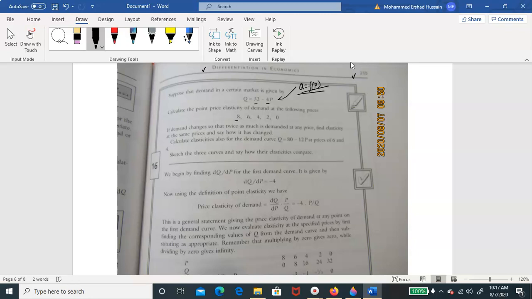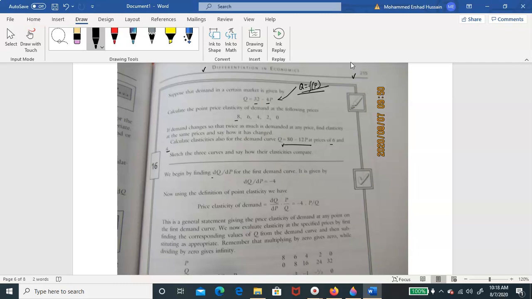So we now calculate elasticities for the demand curves. This is another demand curve, with intercept 80 and slope 12, at prices 6 and 4. Sketch the three curves and say how their elasticities compare. So let us compare. We begin by defining dq over dp for the first demand curve.